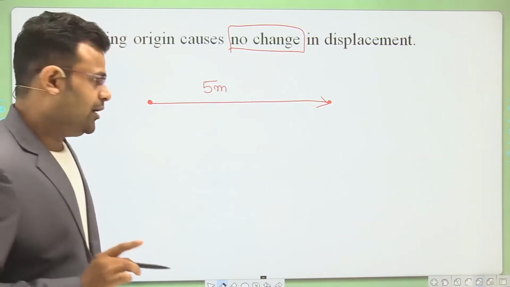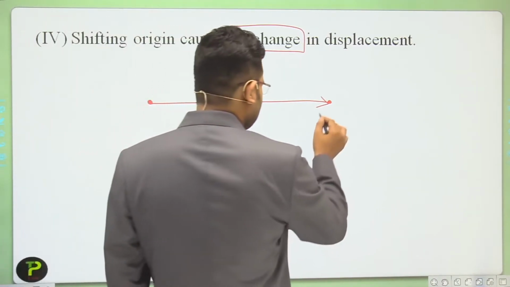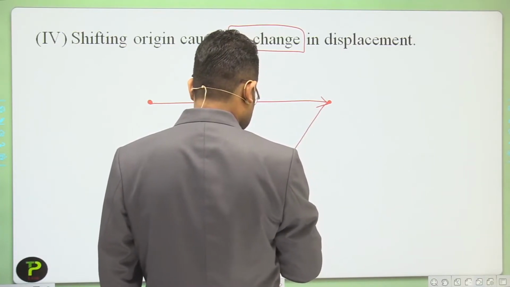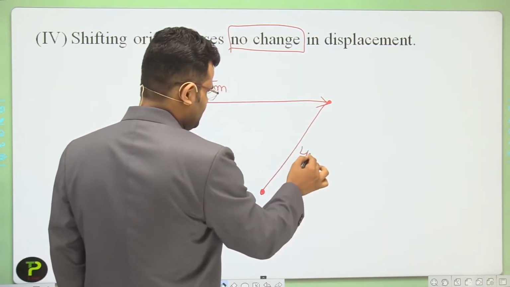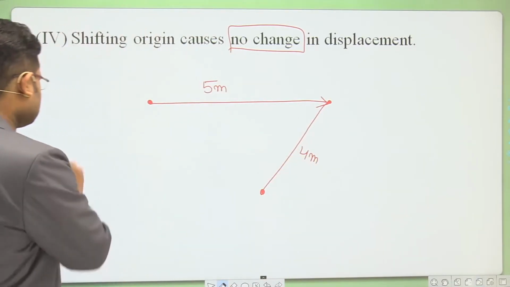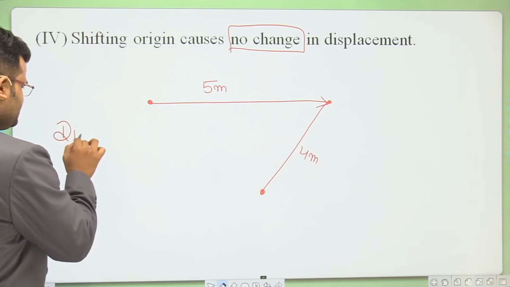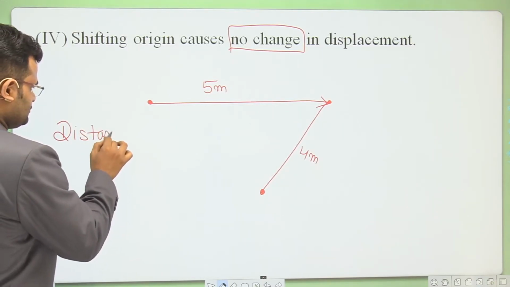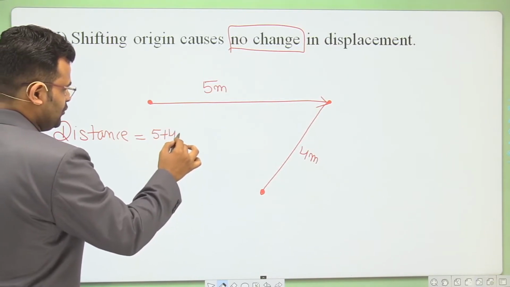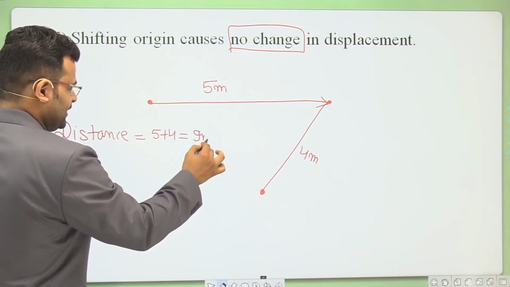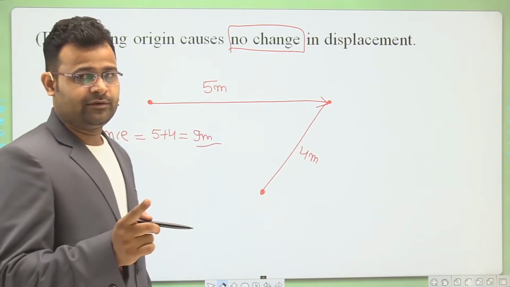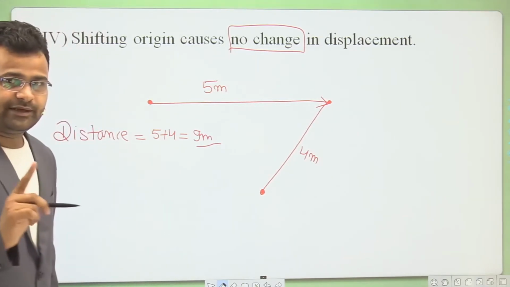Now again you are moving in that direction. That is 4 meter. Now calculate the distance. Distance is coming 5 plus 4 is equal to 9 meter. Dear students, please focus on the unit. Always write the unit. Without the unit, your marks will be deducted.